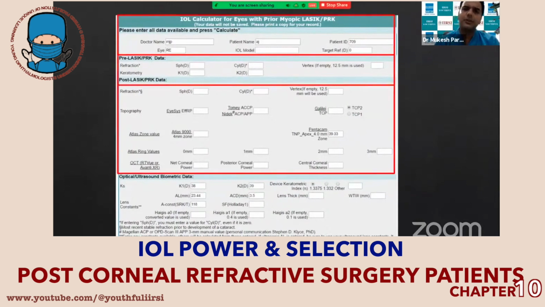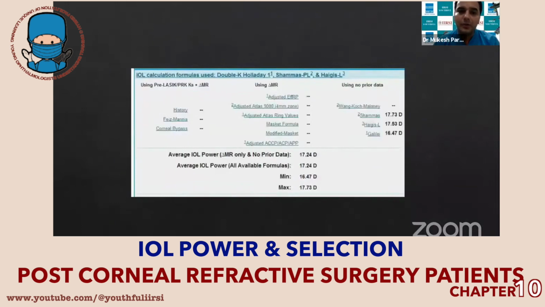Suppose we don't have a topography in a peripheral center, you can't refer the patient just because he has to undergo cataract surgery and you don't have any resources. Whatever K values you have, you can enter those K values here from any device. Enter the axial length, the anterior chamber depth, the A constant, and the ASCRS calculator is going to give you the IOL power using the Shammas no-history method, which is fairly accurate. So this is how at the end you get the IOL power, and the average of the IOL power or the higher IOL power you can select so that the patient lands up with a little bit of myopia.